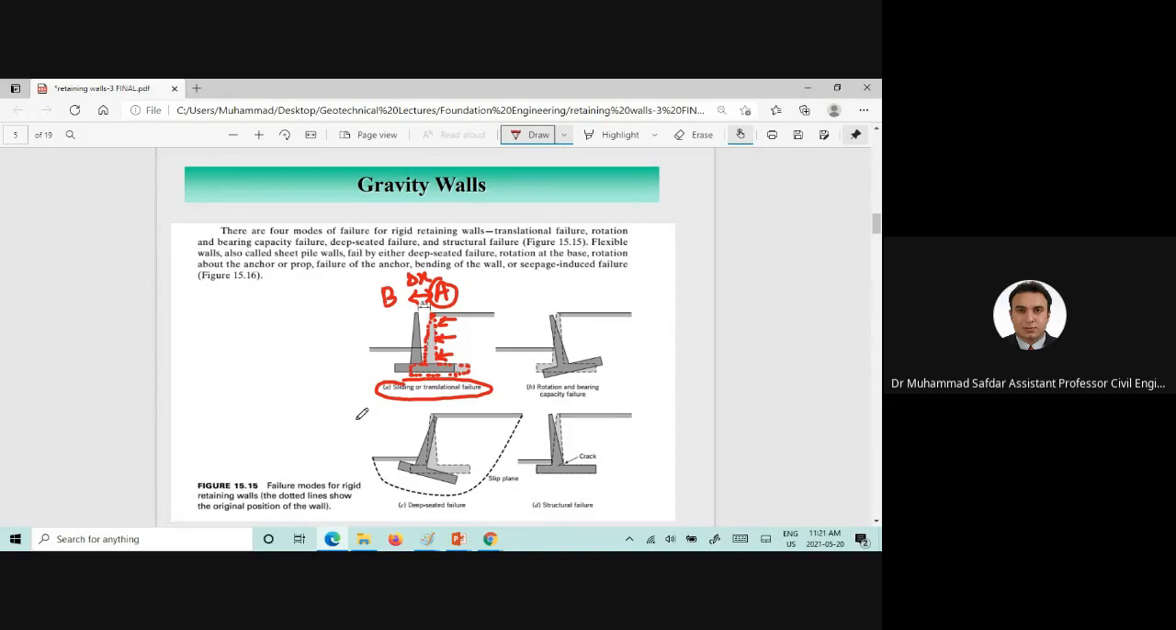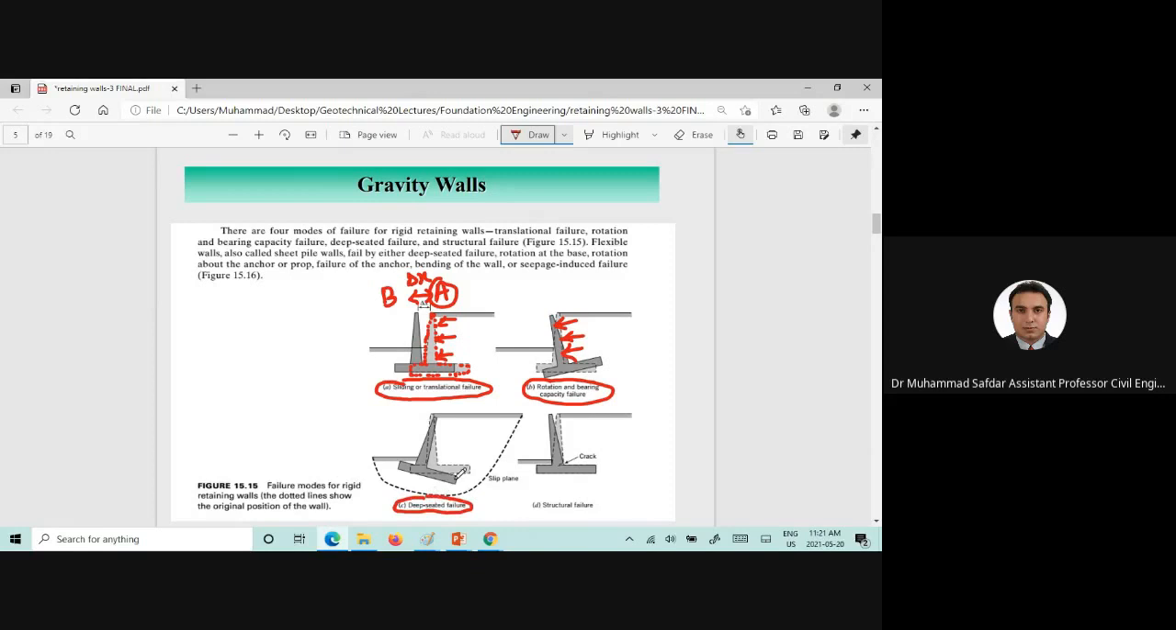There is another mode of failure which is known as the rotational or bearing capacity failure, or sometimes it's also known as overturning failure as well. So in that case, you can clearly see that those lateral pressures due to the backfill material have overturned the retaining wall. The third mode of failure would be the deep-seated failure.